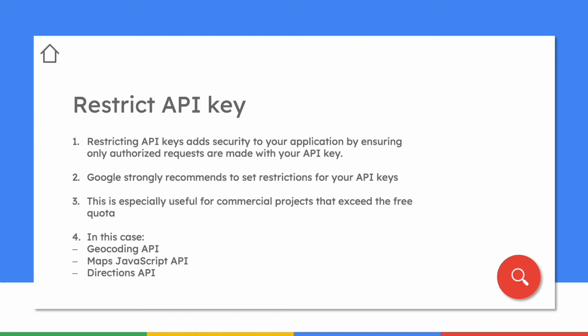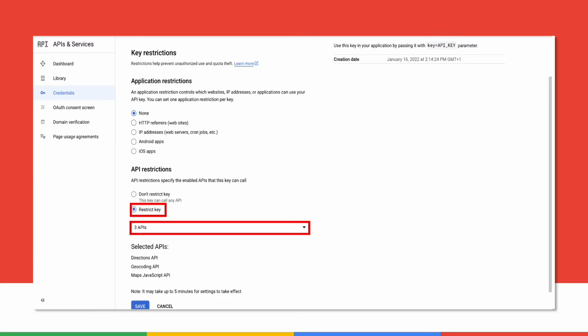In my case, I only need 3 APIs, so I chose these three: the Geocoding API, the Maps JavaScript API, and the Directions API. Restricting the API key is very straightforward. You just select the key that you want to restrict, and you can either specify application restrictions, which I don't need today, or you can specify API restrictions, which I did, and I selected the three APIs.